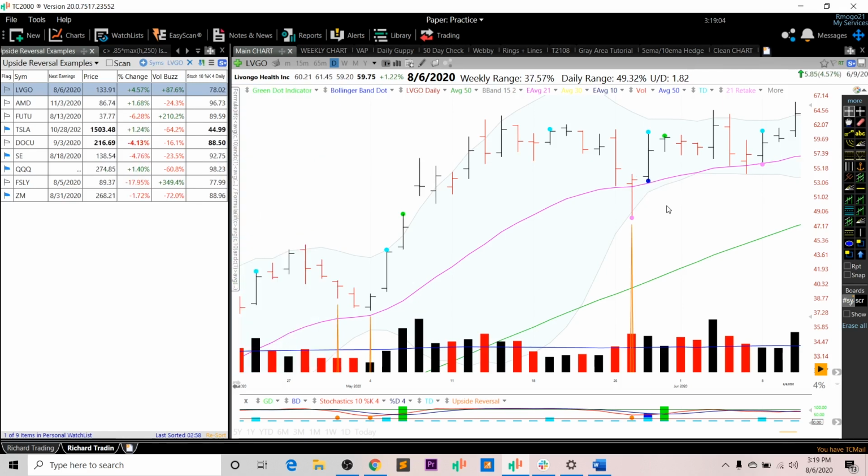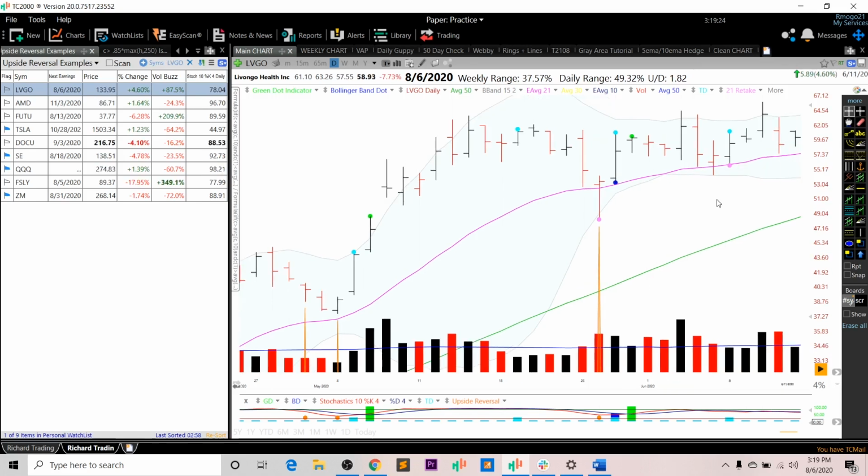This is exactly what I want to see after an upside reversal. I want to see continued moves upwards, hopefully on volume, and I want to see a short-term stochastic cross, and then shortly after a green dot. That is a sign that the upside reversal is working, and the stock is potentially ready for another move up.